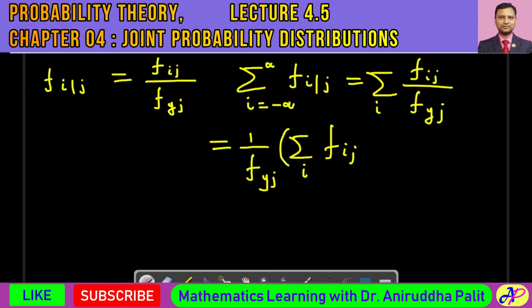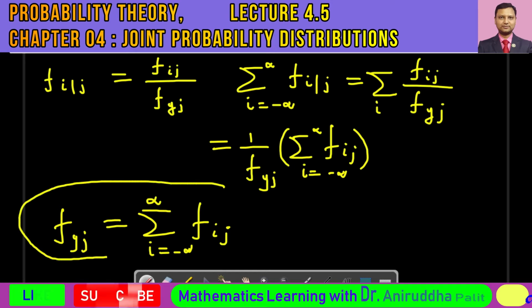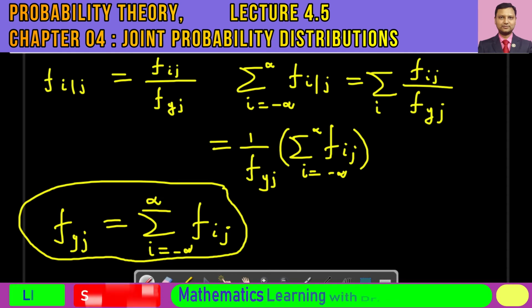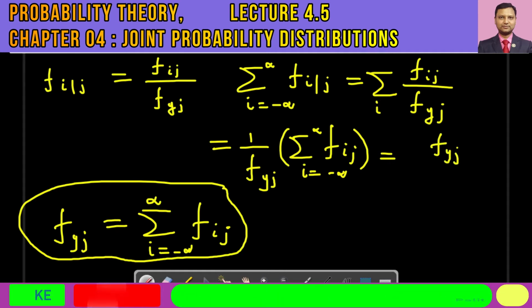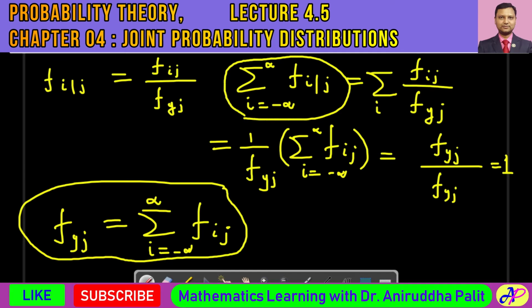Summation over i. Now this expression inside the bracket, if you recall the definition of the marginal probability mass function f(yj), what was this? This was nothing but the summation of f(ij) over the other index i, i equal to minus infinity to infinity. Over here also we are taking i equal to minus infinity to infinity. So from this definition of the marginal mass function, this expression inside the bracket is nothing but f(yj), and we already have this 1 by f(yj), so this divided by f(yj) is equal to 1. In this way, the summation of all this type of quantity, f(i|j), is equal to 1.